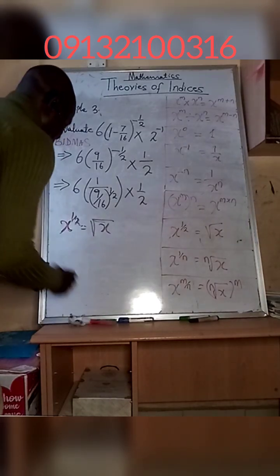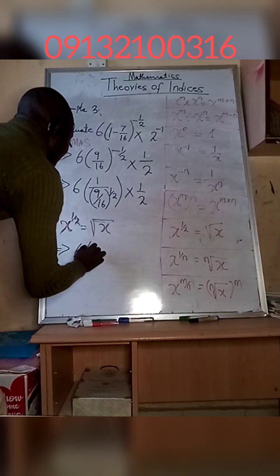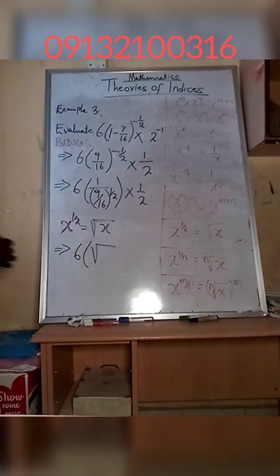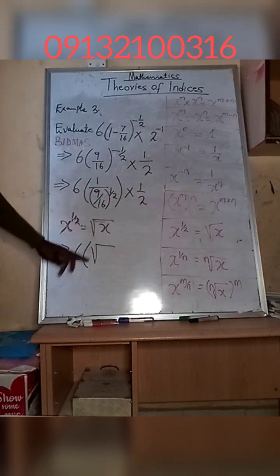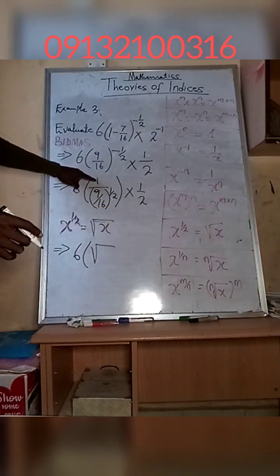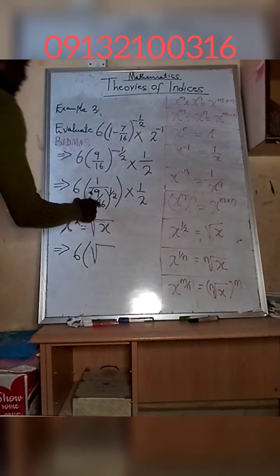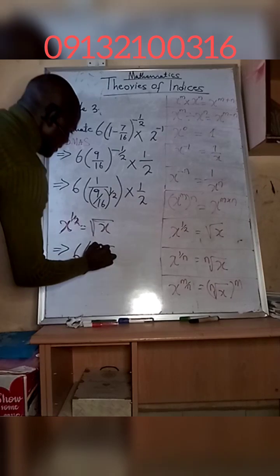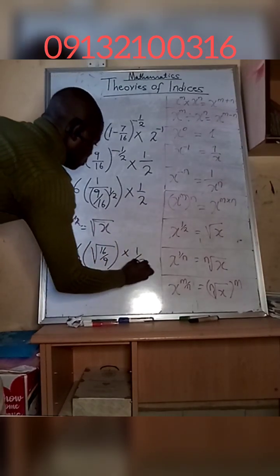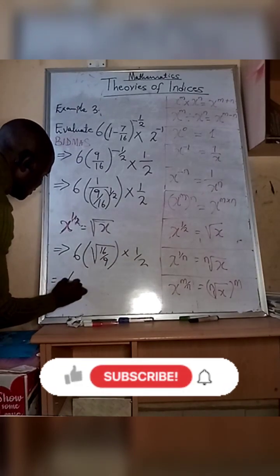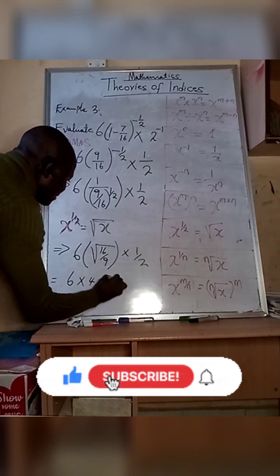So it now implies that 6 into the square root of this. The half will no longer be there; we now find the square root. But because of this one, the reciprocal of a fraction is an inversion of the fraction, so I will now bring this up. 16 over 9 now, then times 1 over 2, and that gives me 6 times 4 over 3 times 1 over 2.